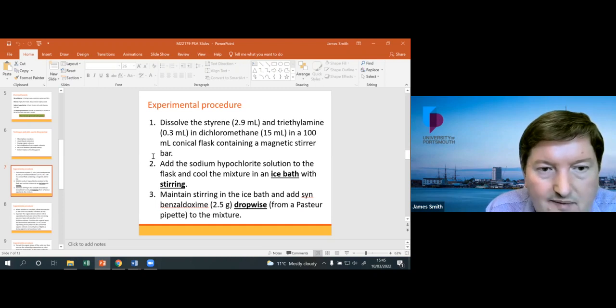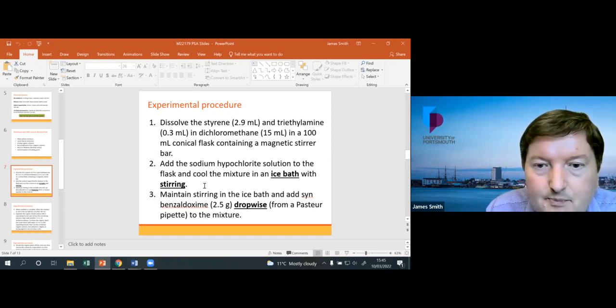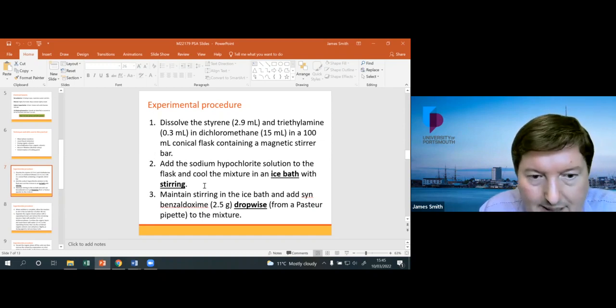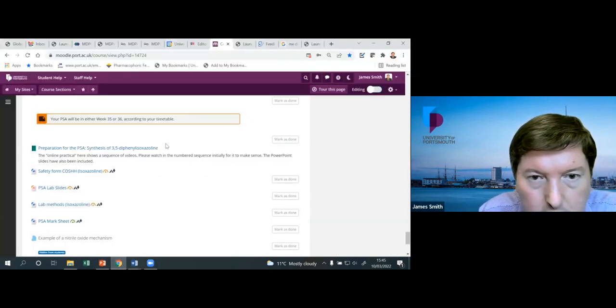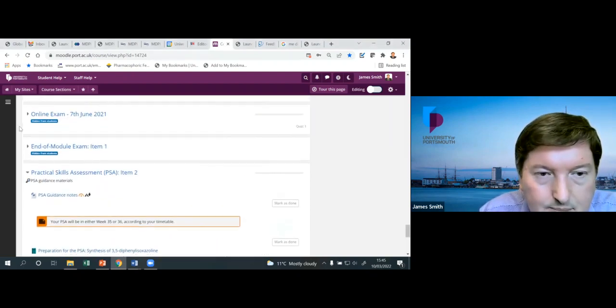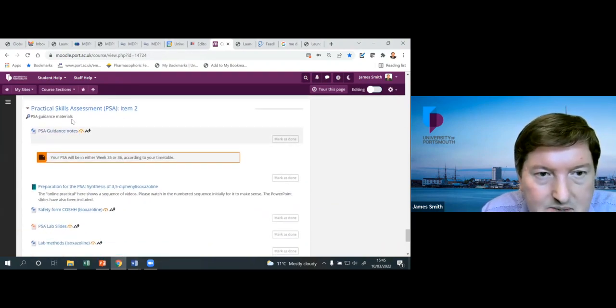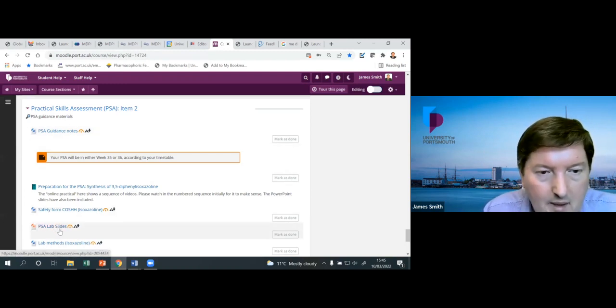So will these slides be available before next week? Yeah, these slides, go to the bottom of the Moodle page, and this very PowerPoint I'm going through will be listed there. Right at the bottom of the page, a lot of these Moodle pages are in date order, aren't they? Date tabs. But if you scroll right down to the bottom, you'll see this PSA, Practical Skills Assessment, and where it says PSA Lab Slides, that's where I'm on at the minute.